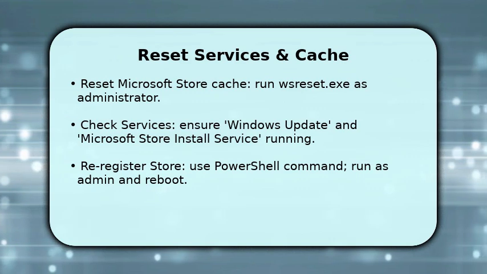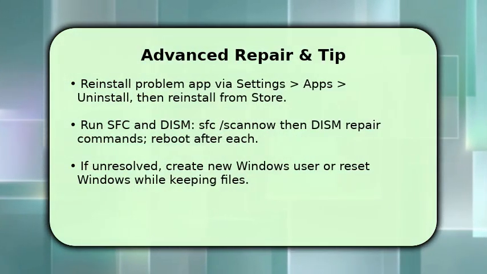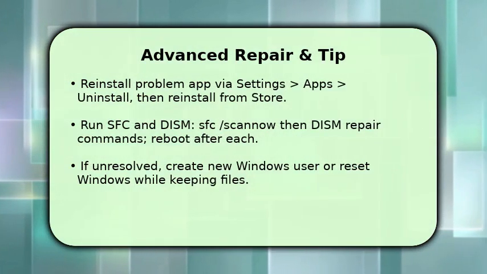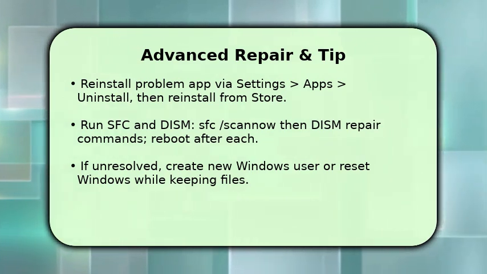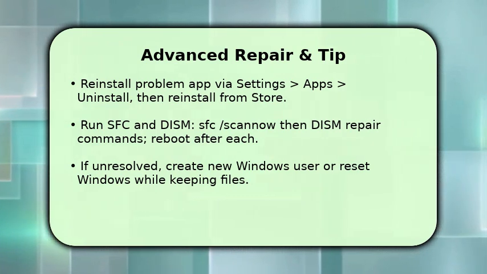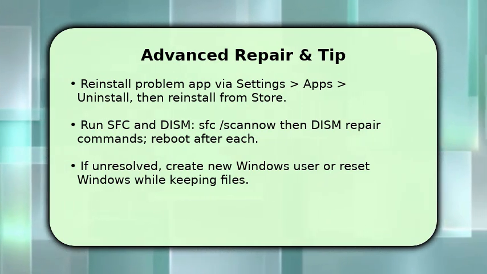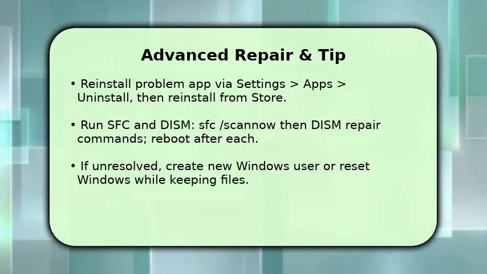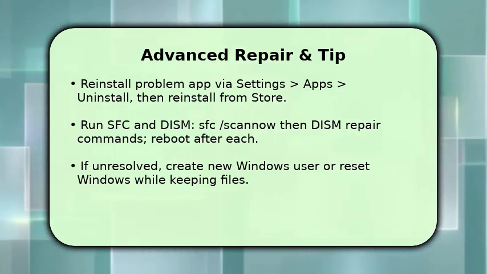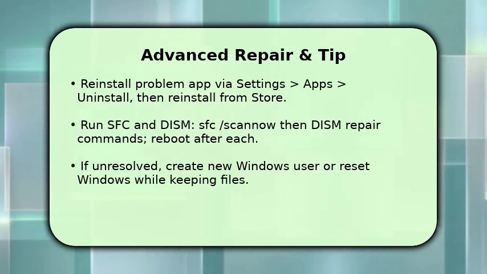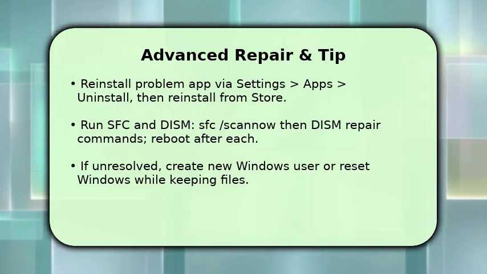Finish with advanced repairs. Uninstall the specific app, then reinstall from the store to replace broken package files. If the store still errors, run System File Checker, sfc /scannow, and then DISM restore health commands to repair system components. Reboot after each command. Once healthy, try the store again. If none of this works, create a fresh Windows user to isolate profile corruption, or choose Reset Windows while keeping your files as a last resort. Troubleshooting tip: if reinstall fails, check Event Viewer for the exact package or dependency error to target the fix.